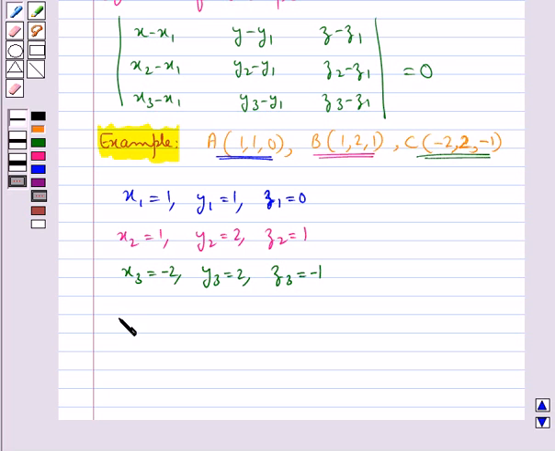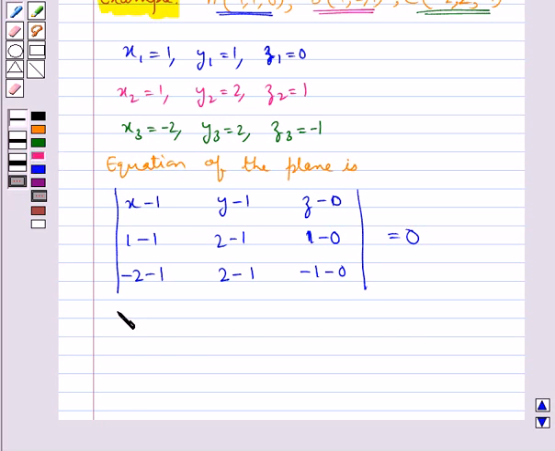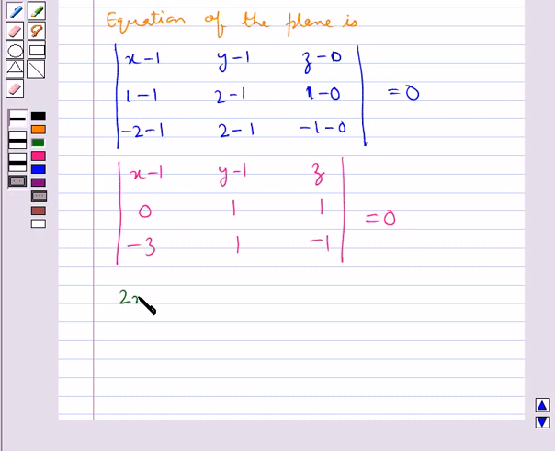So, the required equation of the plane which passes through the points A, B and C is given by determinant x minus x1, y minus y1, z minus z1, x2 minus x1, y2 minus y1, z2 minus z1, then x3 minus x1, y3 minus y1, z3 minus z1 equal to 0. That is, we have determinant x minus 1, y minus 1, z, 0, 1, 1, minus 3, 1, minus 1 equal to 0. On solving this determinant, we get 2x plus 3y minus 3z equal to 5. This is the required equation of the plane.